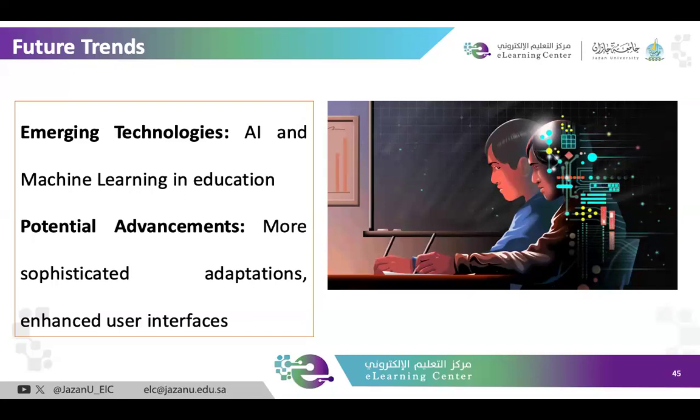So next is the future trends, after all these things, right now in this era of technology. Emerging technology is the very upcoming future, that is artificial intelligence, which is already implemented much in every field of life, and machine learning in education. These two technologies are evolving very quickly into every field of life and education as well. So potential advancements will be more sophisticated adaptation and enhanced user interfaces coming soon.